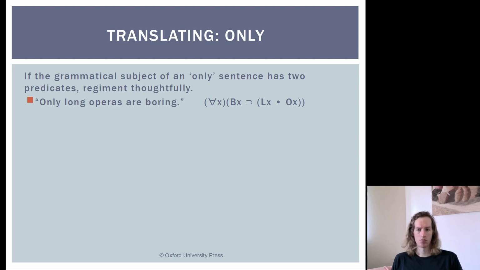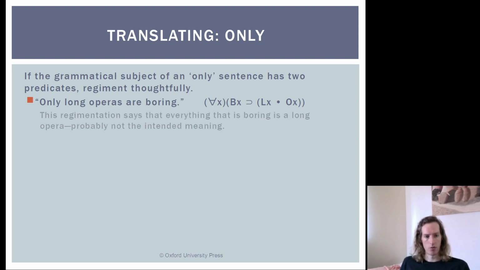Now, technically, there isn't anything wrong with this. "Only long operas are boring" could mean that for everything, if it is boring, then it is long and an opera, where it's saying that the only things that have the property of being boring are long and operas. So that if we know that something is boring, then we know that it's long and an opera, because being long and an opera are the only things that allow something to be boring. However, that's probably not what is meant here. It would be better to regiment this in a different way.